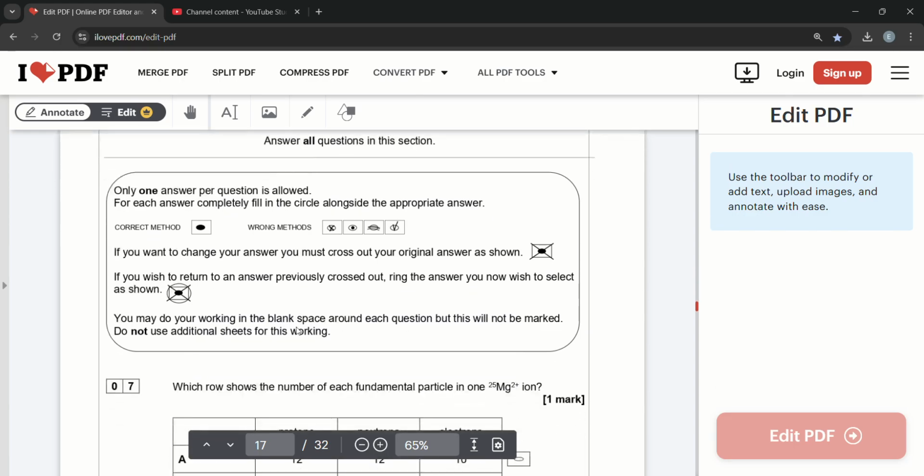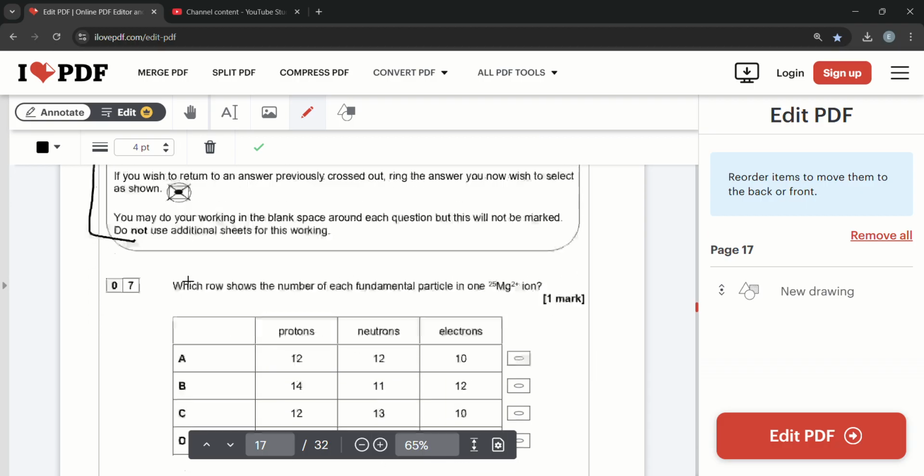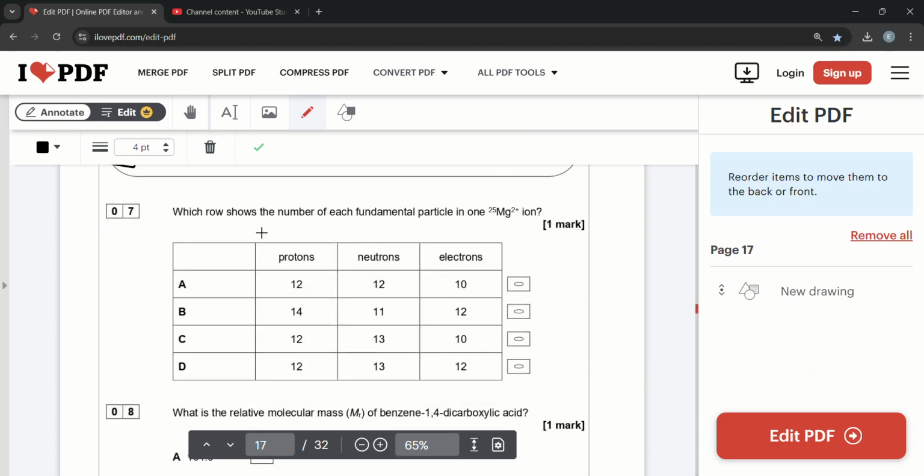Section B, answer all questions. Just circle the correct answer, and then there's some more additional information. 7. Which row shows the number of each fundamental particle in 125 Mg 2+ ion?